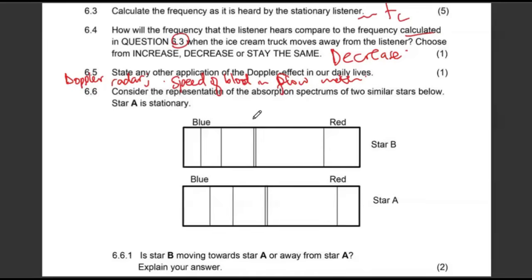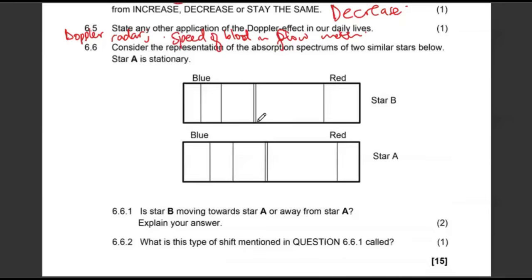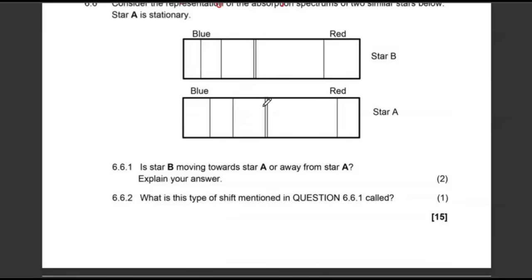Consider the representation of the absorption spectrums of two similar stars. Now what we are seeing is that there's a shift in the lines. It's like they are moving in that direction if you compare B and A. If you're starting from A, then they're moving that side, away from B. So the question is, is star B moving towards A or away? So B is moving towards.